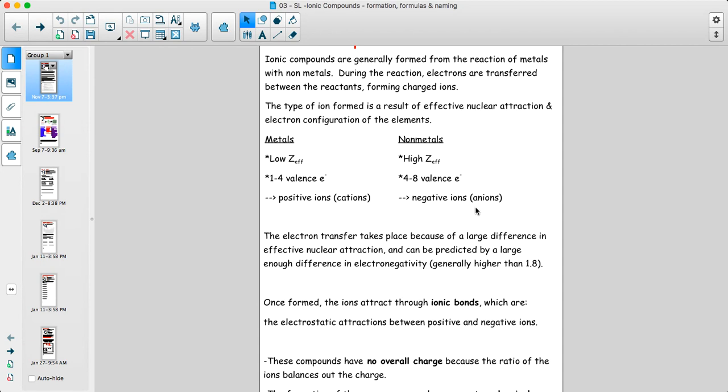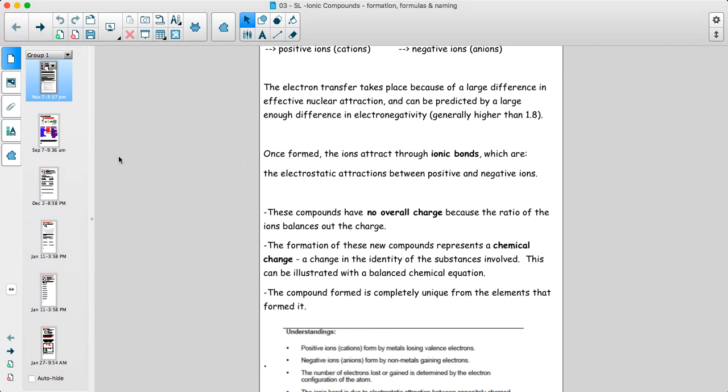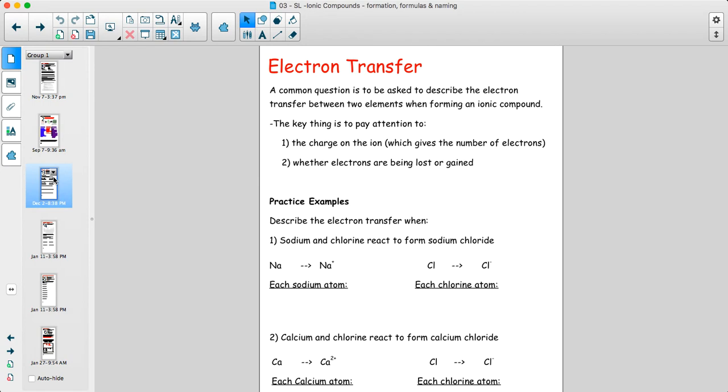The structure of the ionic compound is a crystal lattice where the positive ions are surrounded by many negative ions and the negative ions are surrounded by many positive ions. Now, overall, ionic compounds balance out the charges and have no overall charge because of the ratio of the ions. We'll see that as we do our chemical formulas. One of the most basic skills that you need is very simple, and it's based on you knowing the charges of the ions. You need to be able to describe the electron transfer that takes place when ionic compounds form.